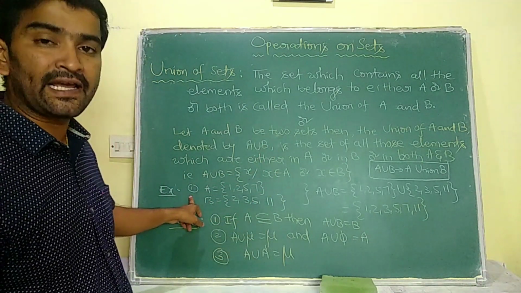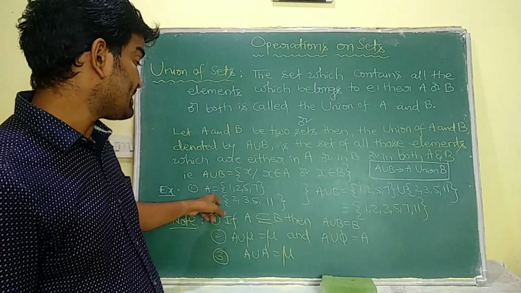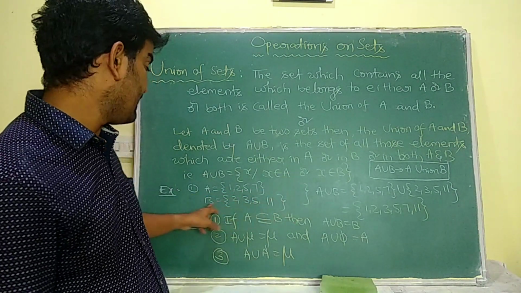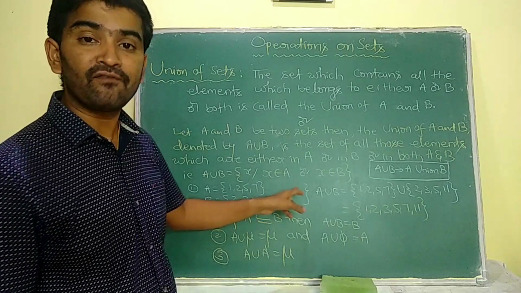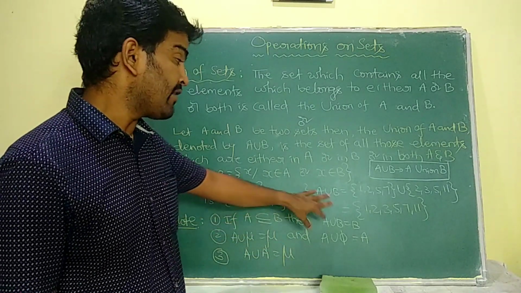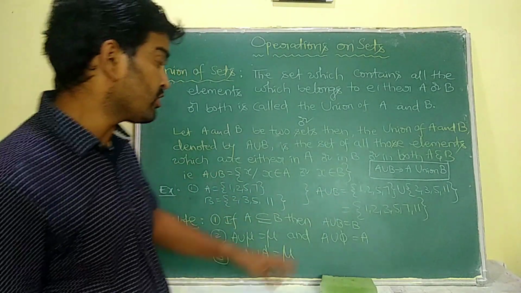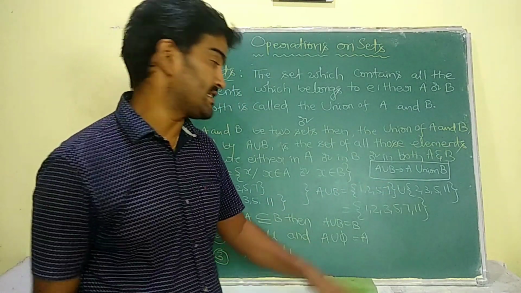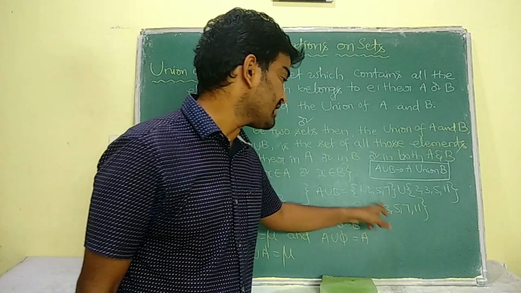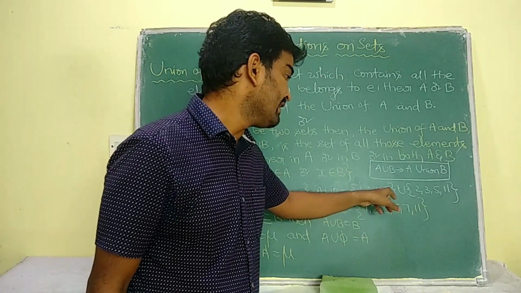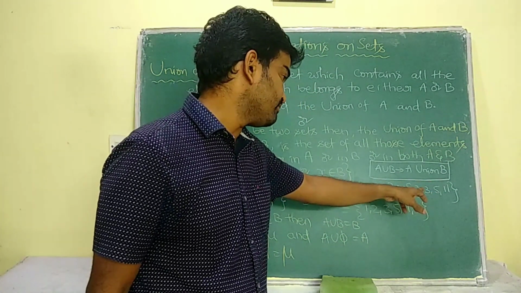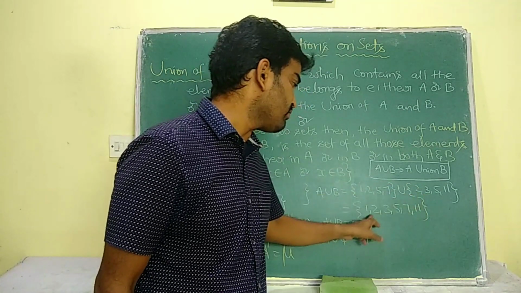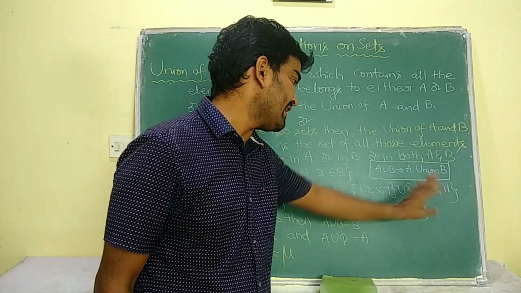Now see one example we will discuss. A is the set {1, 2, 5, 7}. B is the set {2, 3, 5, 11}. Then A union B means, as I already told you, we have to write all the elements of A and B in a new set. This is the new set. In that new set, I will place 1, 2, 5. See, here we have 3. So, 1, 2, 3, 5, 7, 11.